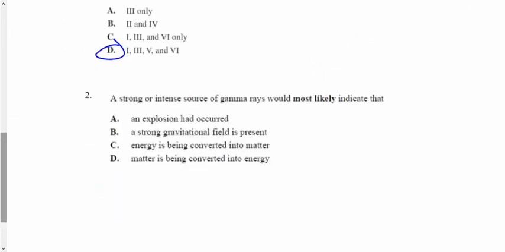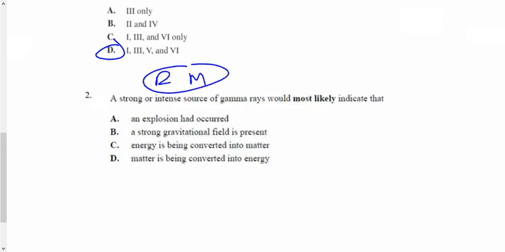Okay, let's take a look at number 2. This is a little bit more specific now. This can't be answered by remembering just those 3 words because it's one of those more specific to a specific type of EMR. It says a strong or intense source of gamma rays would most likely indicate that what?